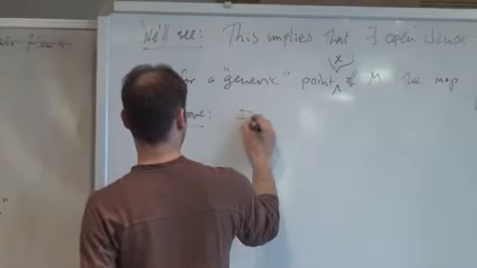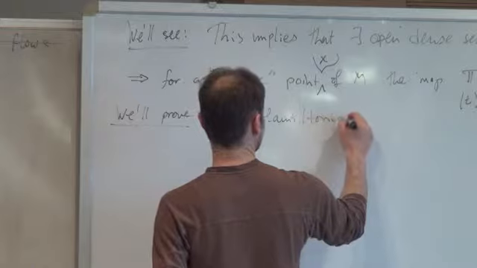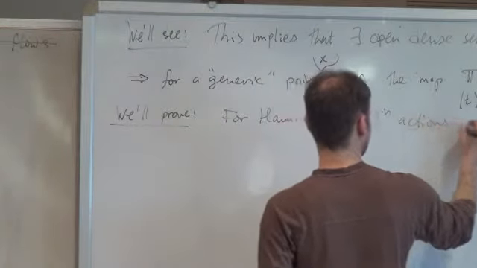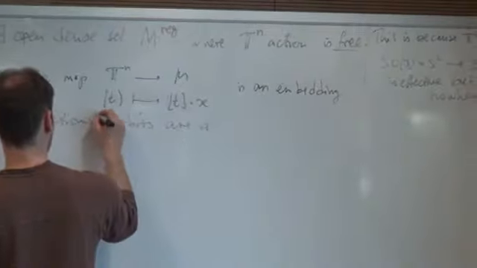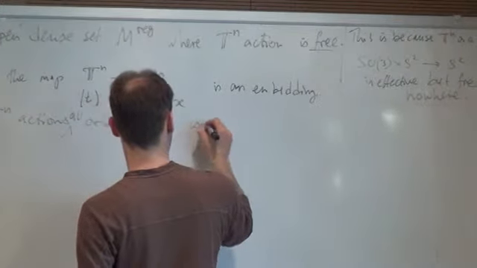We'll prove that for Hamiltonian Tn actions, all orbits are isotropic.